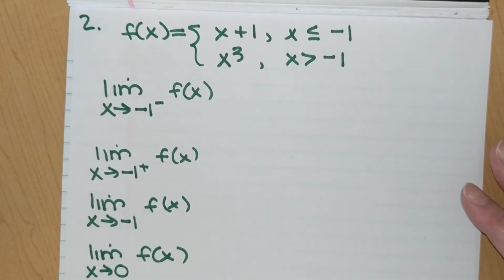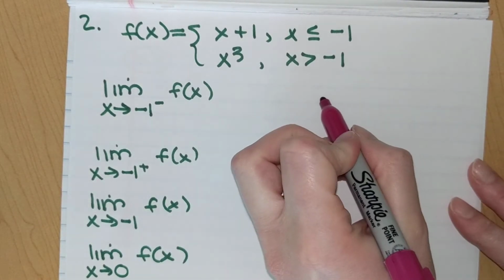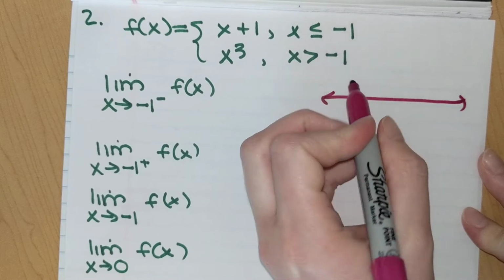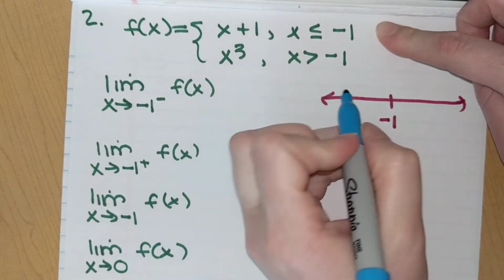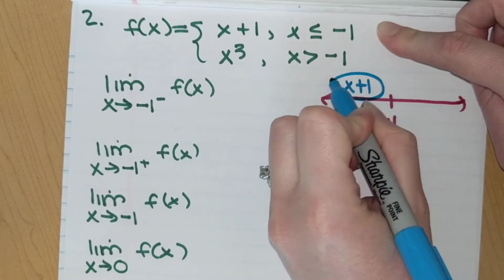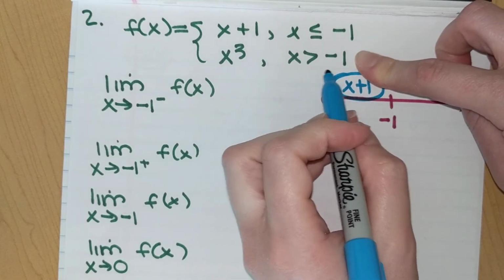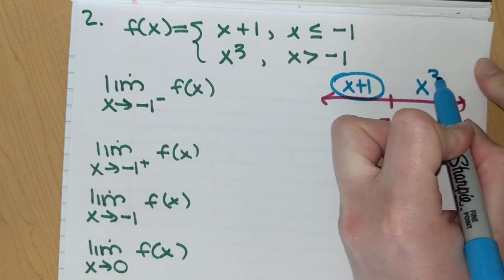For this one, the first thing that I would personally try to do is draw a little number line. We see that our split is happening at -1, and to the left of -1 we're working with x plus 1, and to the right, when x is greater than -1, we're working with x cubed.